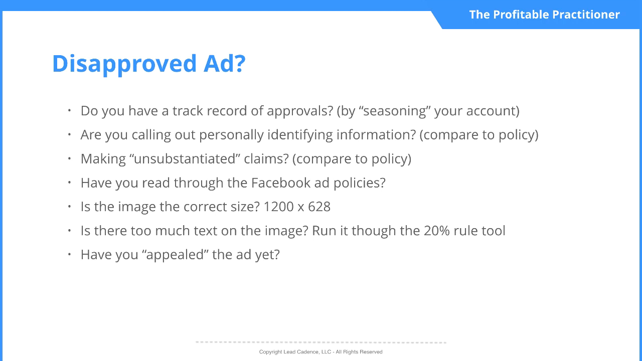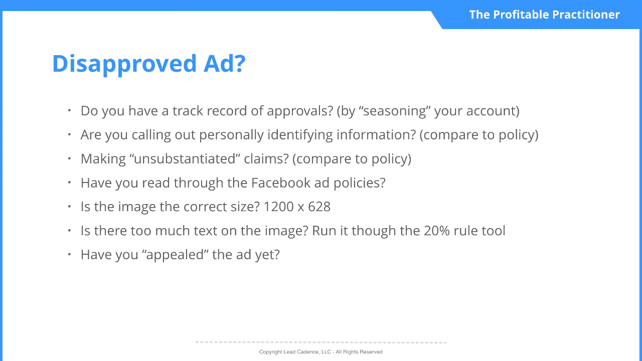If it's still not getting approved, I would recommend reading through all the policies again. So there's a handful of them on there. I don't remember exactly which numbers they were, but it was the personal identifying information, the unsubstantiated claims, and a few other ones. We want to make sure that we read through them, compare them to our ads, and see if we can find where maybe we're kind of going astray and not abiding by their specific policies.